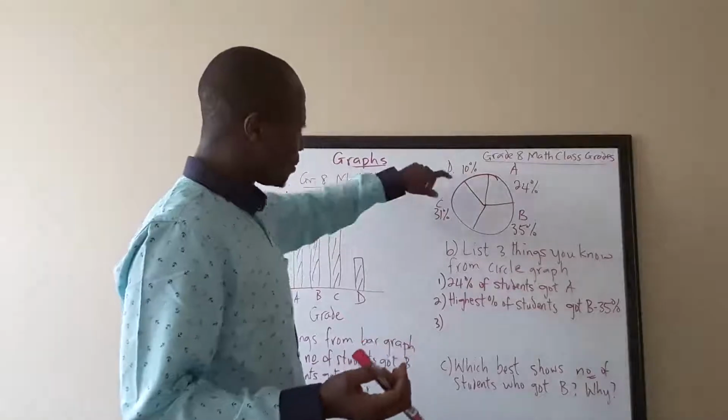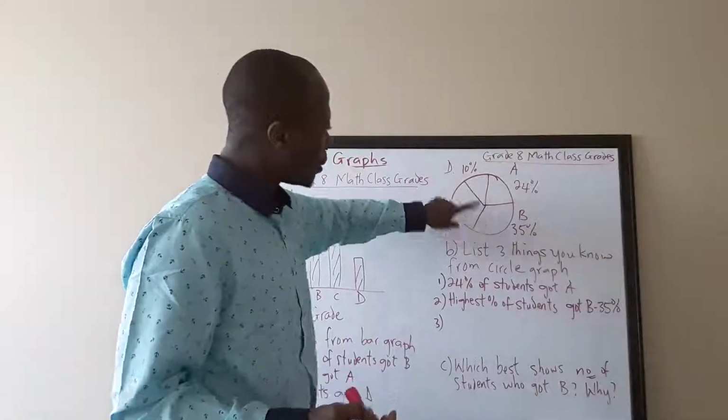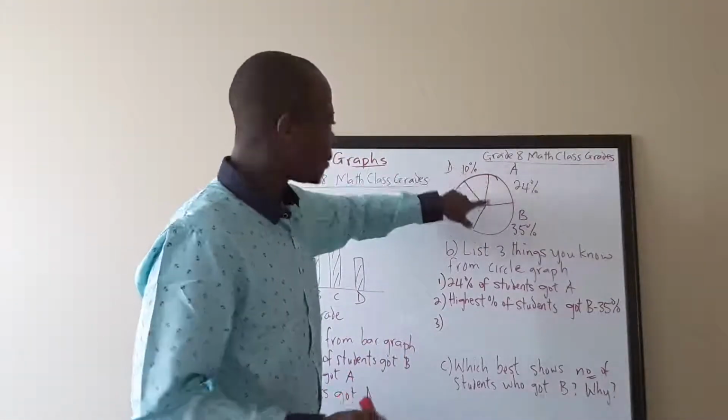The least number of students got D at 10%. Also, this space is the smallest out of all four.